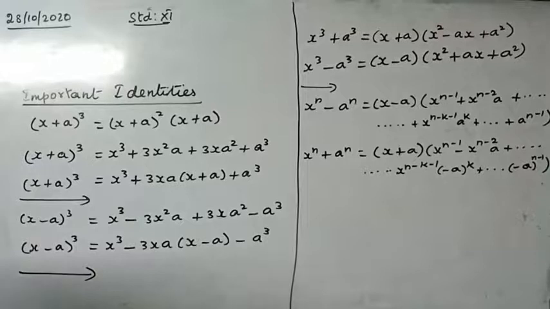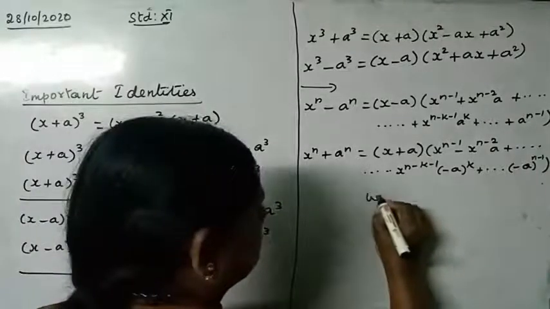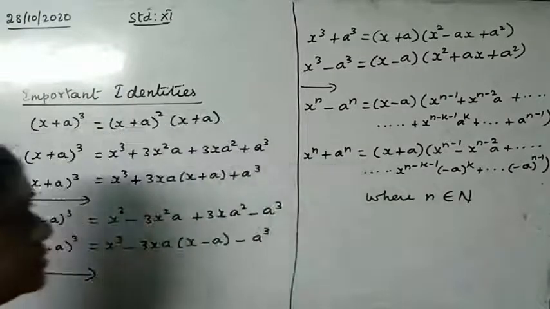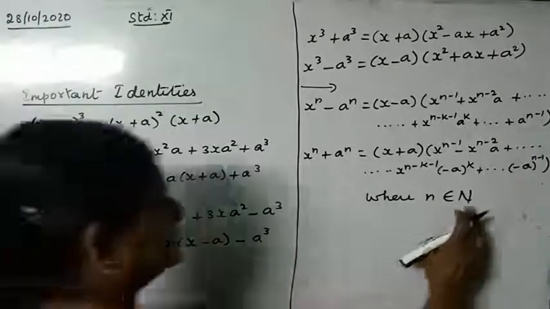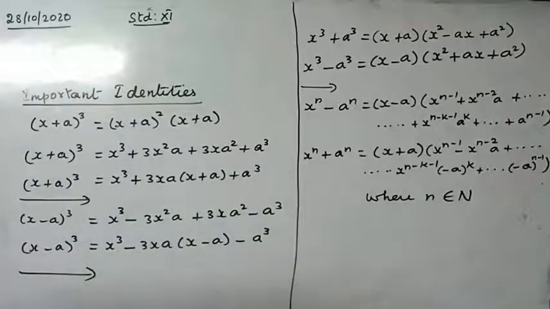Now these are the identities where n belongs to natural numbers. Now by using these identities, we are going to solve exercise 2.6.